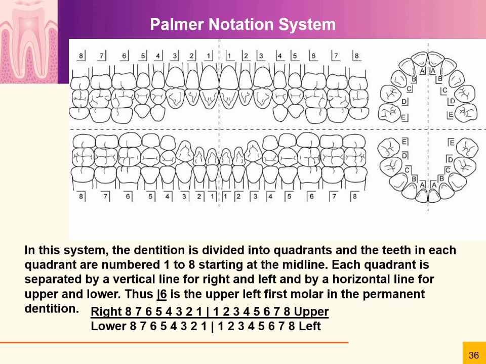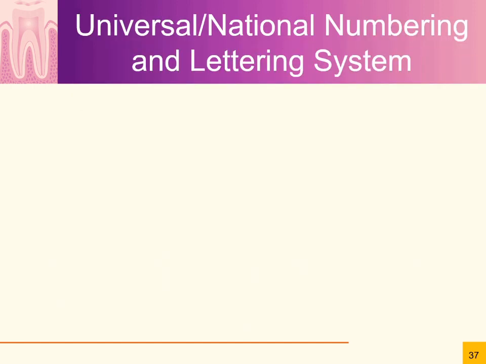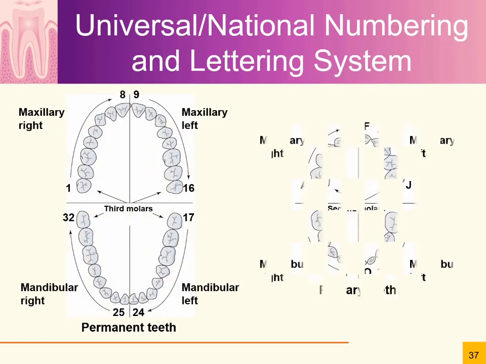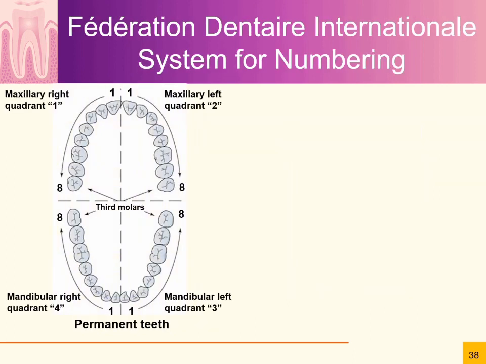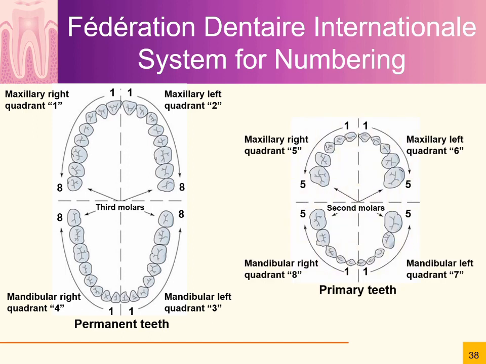Palmer notation system. In this system, the dentition is divided into quadrants and the teeth in each quadrant are numbered 1 to 8 starting at the midline. Each quadrant is separated by a vertical line for right and left and by a horizontal line for upper and lower. Thus, 6 is the upper left first molar in the permanent dentition.